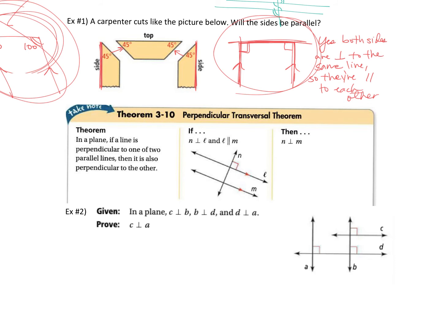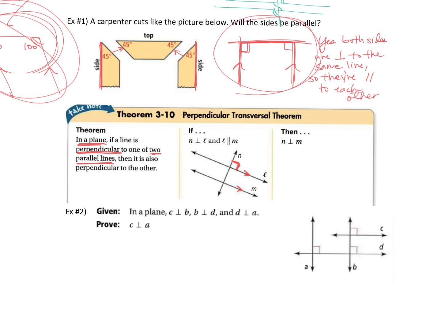And this one really is kind of just rearranging the last theorem that we did. It says, in a plane, keyword, in a plane. I'll show you why it doesn't work if it's not in a plane. If a line is perpendicular to one of 2 parallel lines, so they tell us these are parallel, and they tell us this one is perpendicular, then it has to also be perpendicular to the other line. Do you see why?